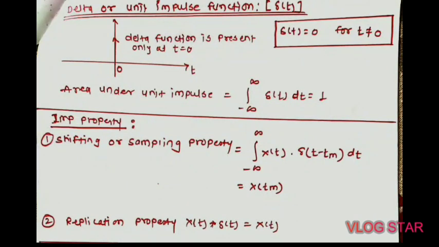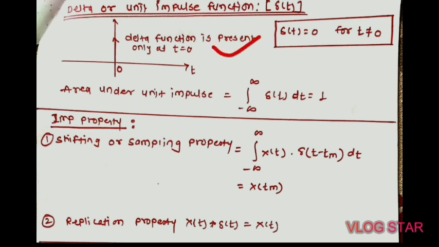Next type of elementary signal is the delta or unit impulse function, which is denoted by del of t. The del of t function is an extremely important function which is used for the analysis of communication systems. The impulse response of a system is its response to a delta function applied at the input side. The delta function is as shown in the figure.